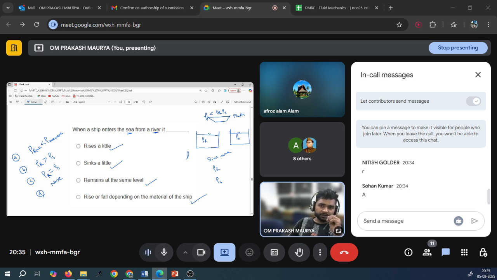So in which water? Nitish is telling river water, and in the sea water it will sink less.